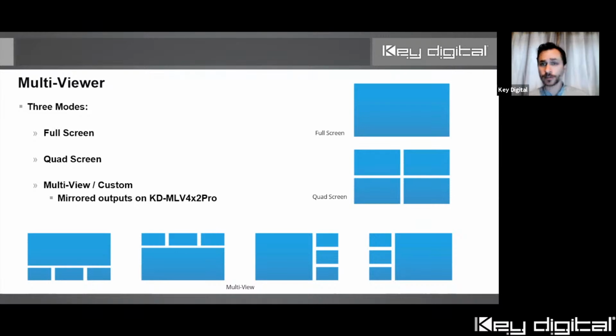And when you call those presets that are either pre-programmed in the unit, and we have it reflected on the silk screen of the unit, or if you build your own custom layouts, as we'll show you here some resources for that and how it's done, if you call those multi-view or custom layouts, then on the MLV 4x2 Pro, the outputs are mirrored. They will both show the same thing at the same time because we're utilizing that video processing resource.